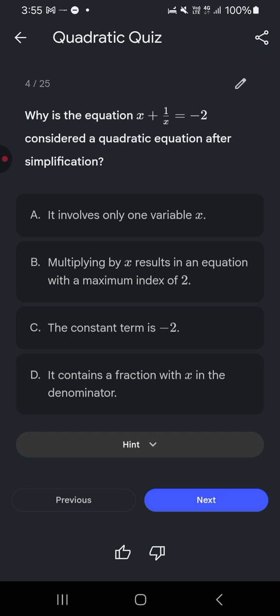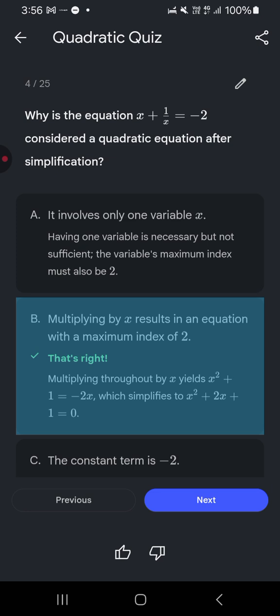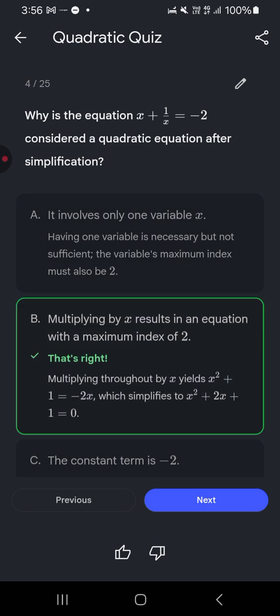Is the equation x plus 1 upon x is equal to minus 2 considered a quadratic equation after simplification? The answer is B. Multiplying by x results in an equation with a maximum index of 2. The equation simplifies to x square plus 2x plus 1 is equal to 0.